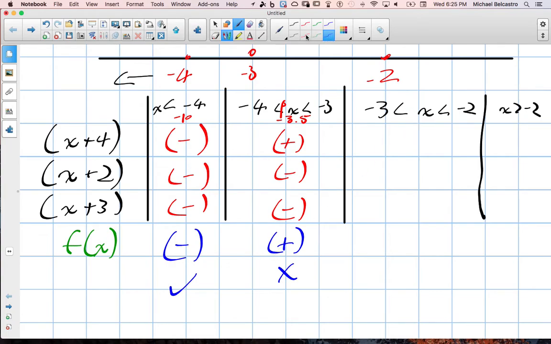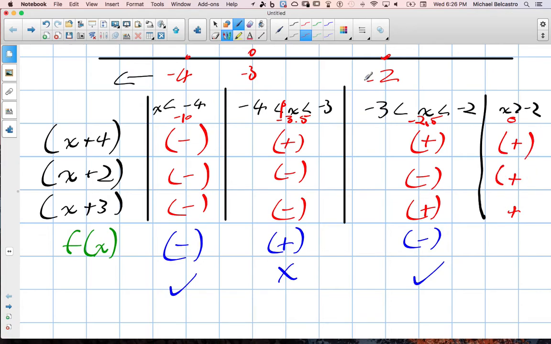-2.5, same idea. Here it's going to be positive, negative, positive. When we multiply them out, we're going to end up with a negative. Meets the requirement. And the last one, greater than -2. Let's just use 0, because that's usually a very simple one to work with. So we get plus, plus, plus. Multiply those all out, and you get a plus.